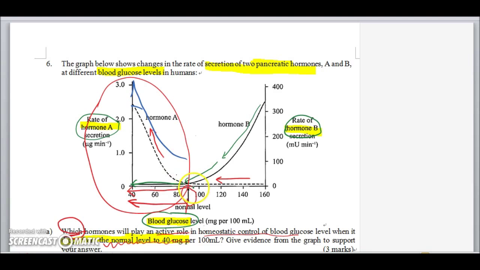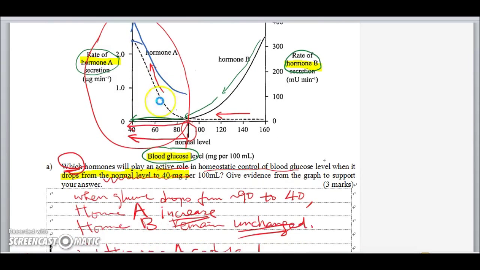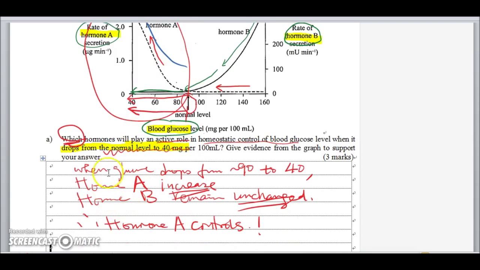So which is responding to the glucose level? And of course, we would say A. So in the answer, we say when glucose level drops from 90 to 40, hormone A increases in concentration, and hormone B remains unchanged at a very low level here. Therefore, we say hormone A is the hormone that can control.